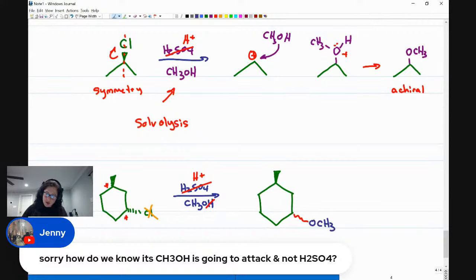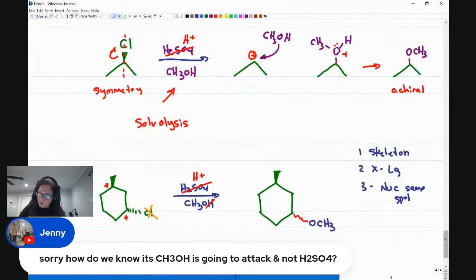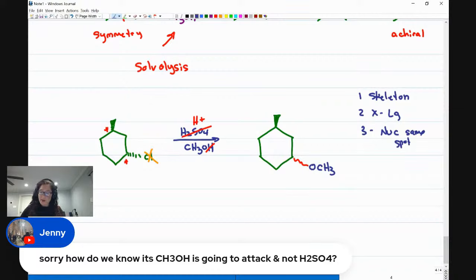So again, the trick: one, redraw your skeleton as you see it. Two, cross out your leaving group. And three, put your nucleophile in the same spot where your leaving group left. And that gives me the OCH3. So now I know how to find the answer without the mechanism. And the product is chiral, or rather has stereochemistry, because this is a chiral carbon and this will be a chiral carbon regardless. So the question is, do I put it on a dash or a wedge? And how do I know to do that? What determines if it's going to be dash or wedge in an SN1 reaction?